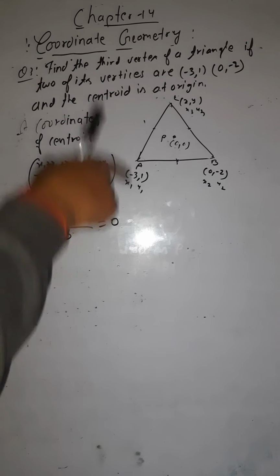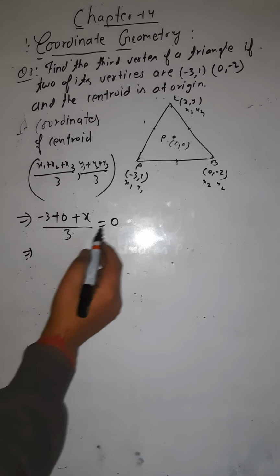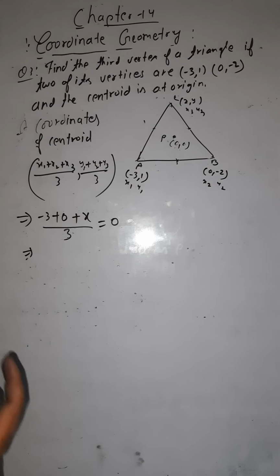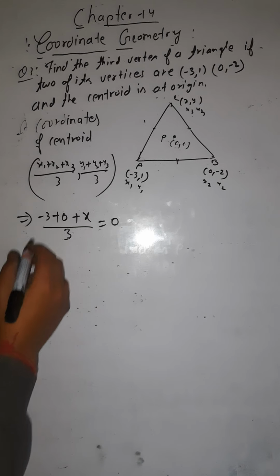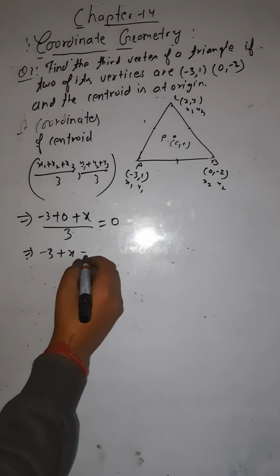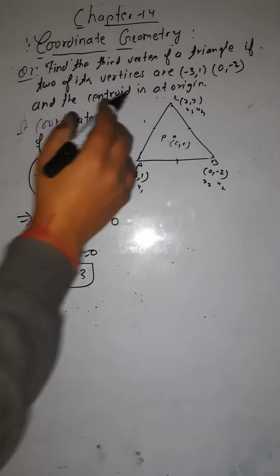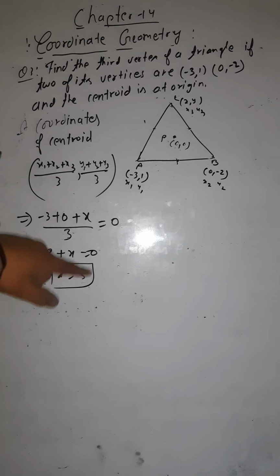So from here I can find the value of x. How? I will cross multiply, so this 3 will multiply there and become 0. So minus 3 plus 0 is minus 3, plus x equals 0. From here x would be equal to 3. So the value of x you have found is 3.